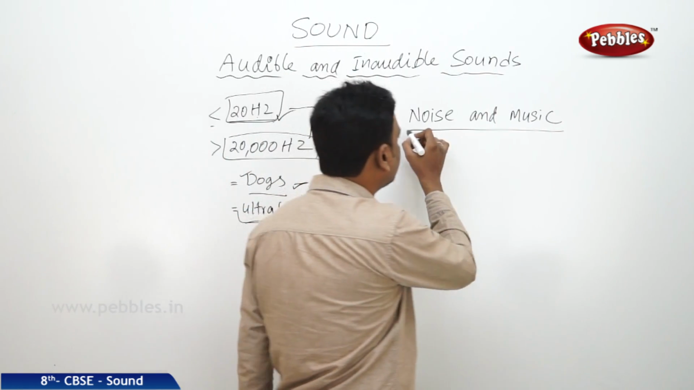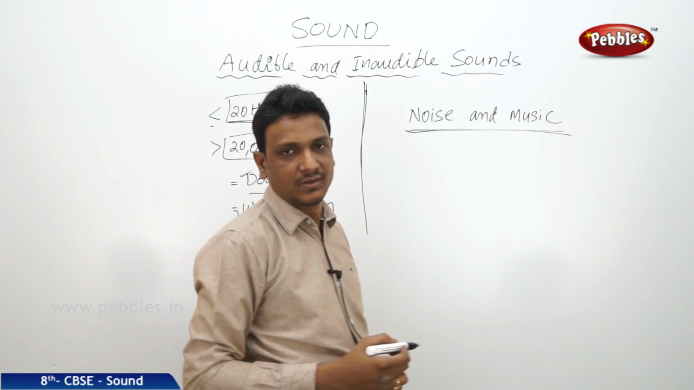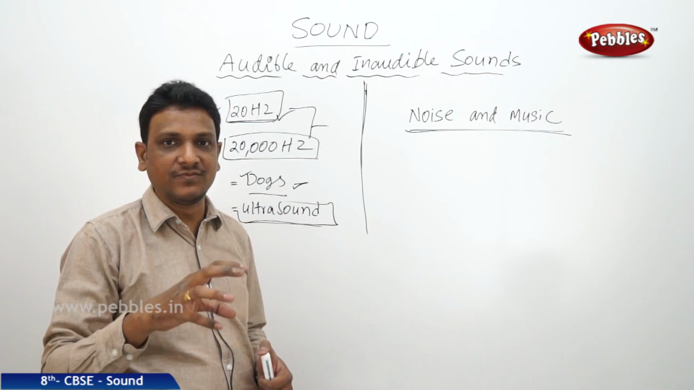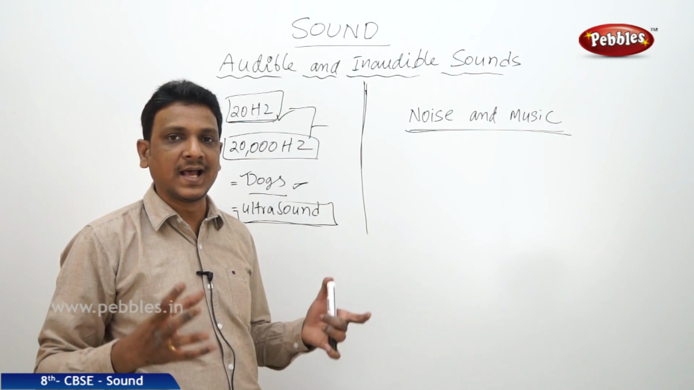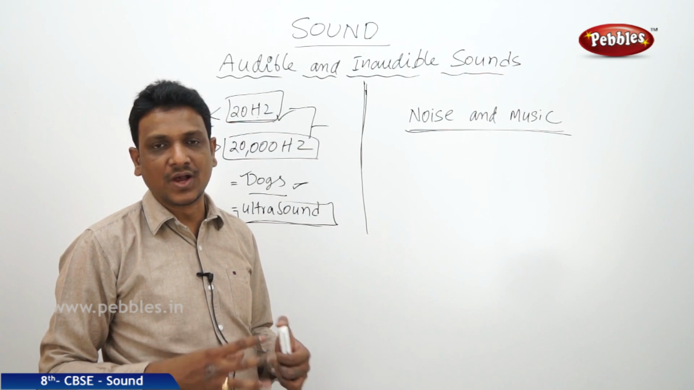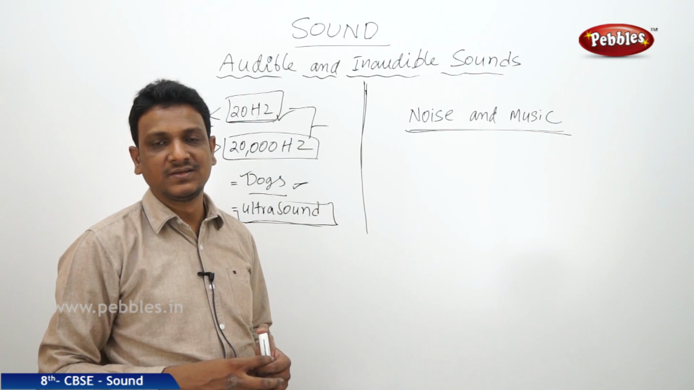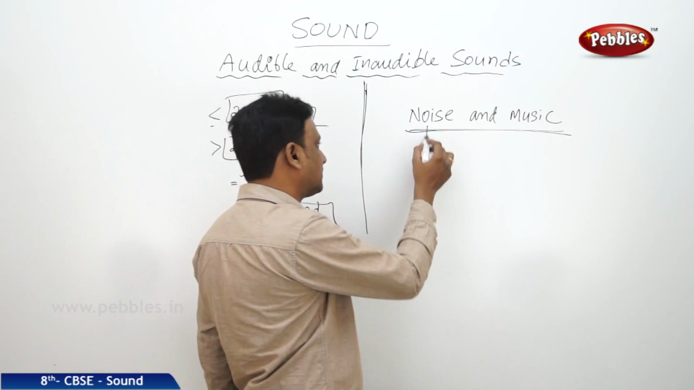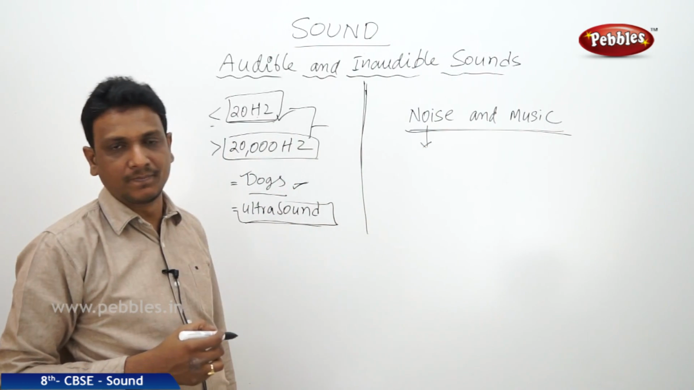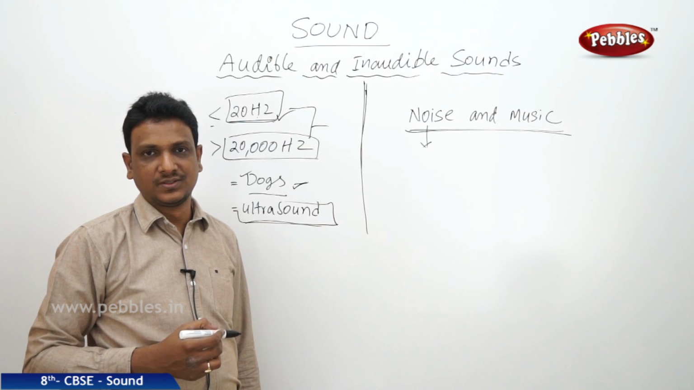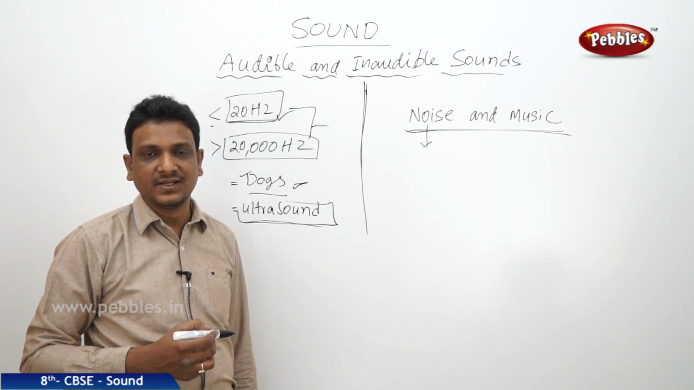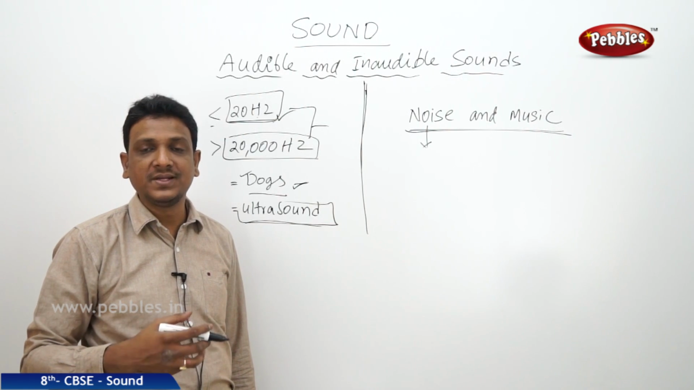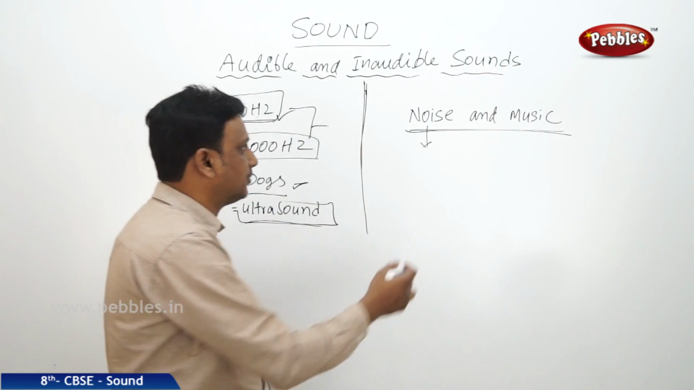Now let us come to noise and music. What is noise? What is music? Both are sounds. But music is an organized, well composed sound. Noise is a collection of unorganized sounds with different frequencies and different loudness. So noise is a kind of disturbance. It is a problem: noise pollution. Because of noise, our health is affected. We get headache, nausea, vomiting. Many problems are reported because of noise pollution.